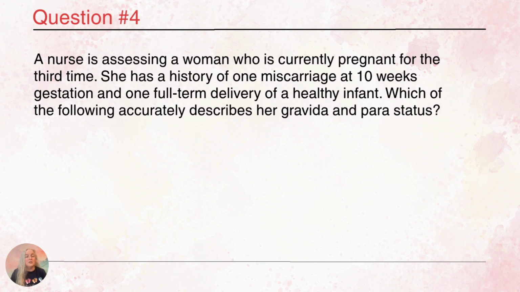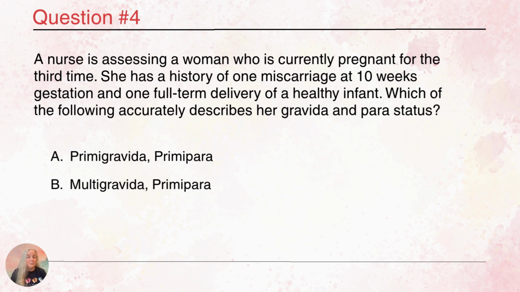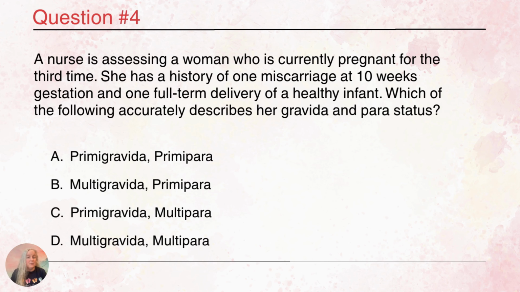Our next question, a nurse is assessing a woman who is currently pregnant for the 3rd time. She has a history of one miscarriage at 10 weeks gestation and one full-term delivery of a healthy infant. Which of the following accurately describes her Gravida and Para status? A, Primigravida Primipara, B, Multigravida Primipara, C, Primigravida Multipara, or D, Multigravida Multipara? The best answer for this question is B, Multigravida Primipara.